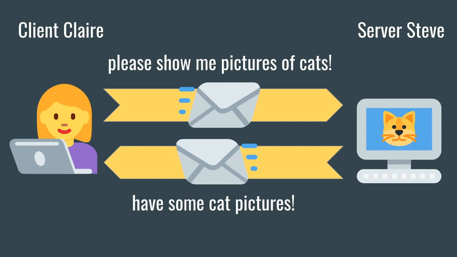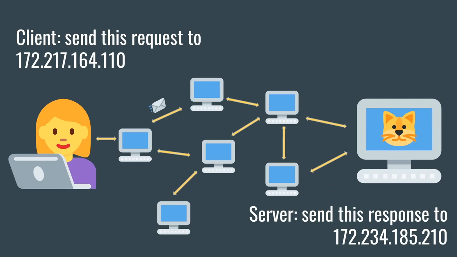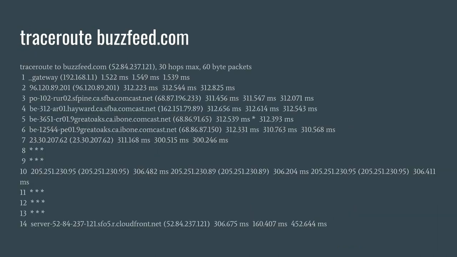A more realistic view is something like this, where the client says, please send this request to IP address 172.217... This packet is routed across this large network of machines out on the internet until it finally gets to the server. The server then says, send this response back to the client's IP address. Maybe that packet is routed across a totally different set of machines. A way to visualize this is with the traceroute command on your laptop. So if you did traceroute buzzfeed.com to get your cat pictures, we see that that request actually touched 14 different machines before it got to the destination server.